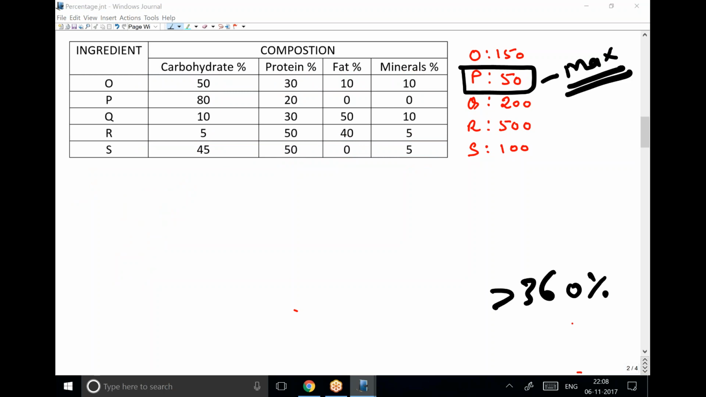Now look at the next question here. We are looking at question number 3. In question number 3, if you see, they are looking for a diet containing 10% minerals. The question is over here only. You should not look for any other data.